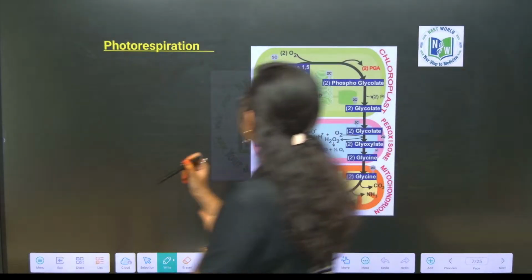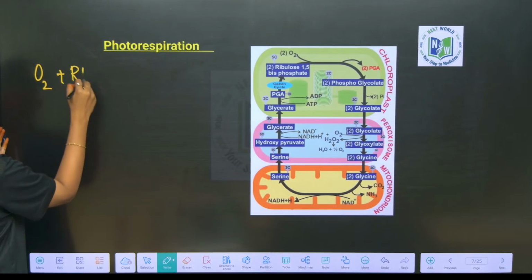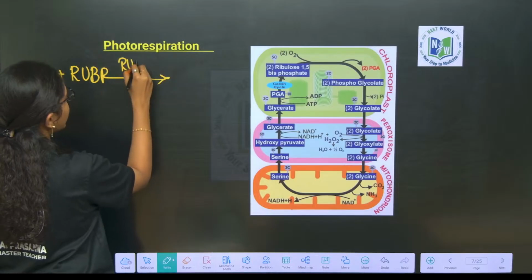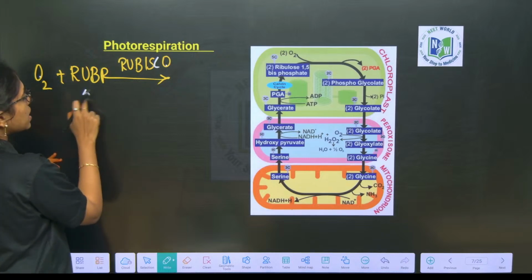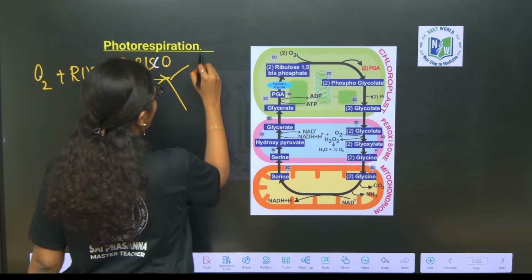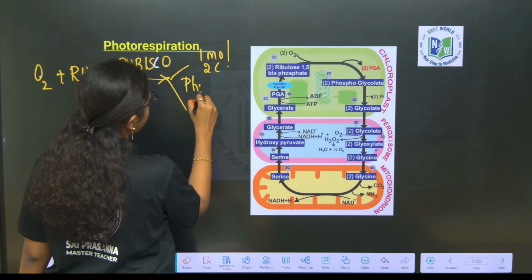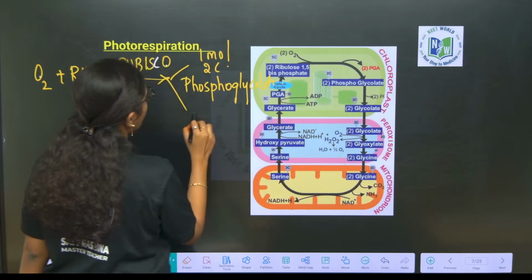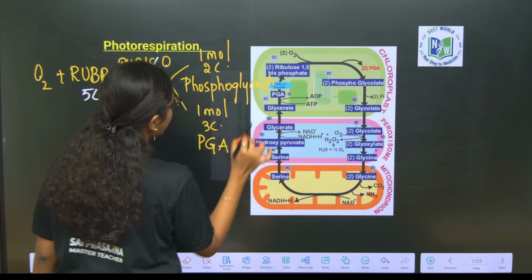First, remember, here oxygen is binding with RuBP, not carbon dioxide, and Rubisco is catalyzing this reaction. Rubisco is binding with oxygen. RuBP has 5 carbons, so it forms 5 carbons only. One molecule of a 2 carbon compound, that is phosphoglycolate, and one molecule of a 3 carbon compound, that is phosphoglyceric acid.